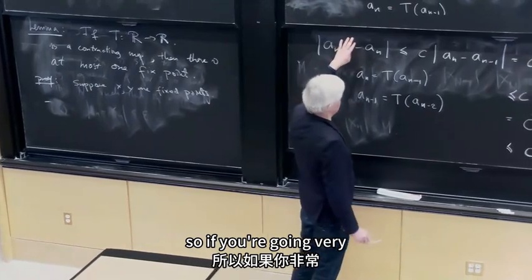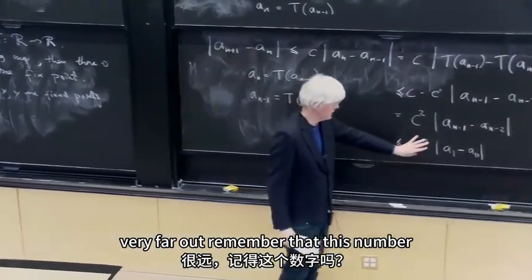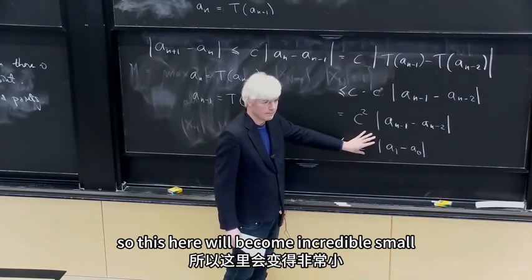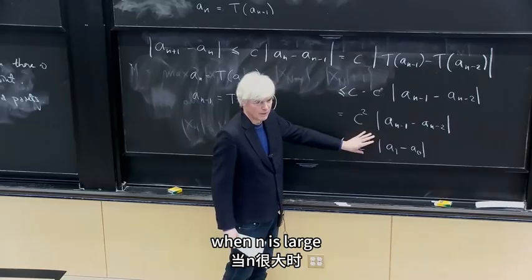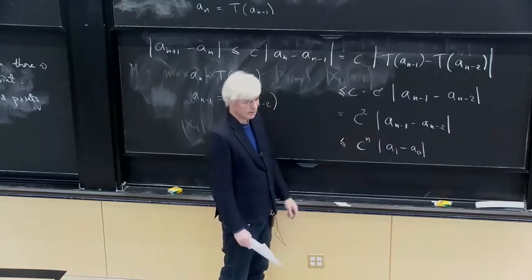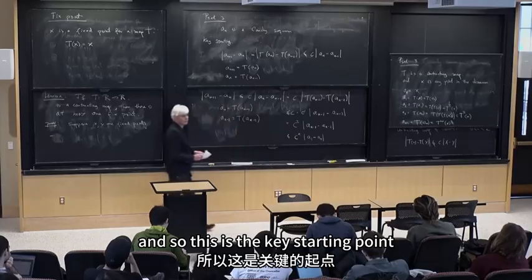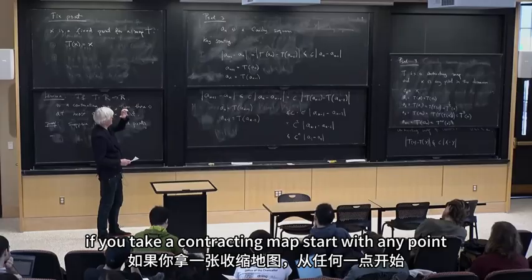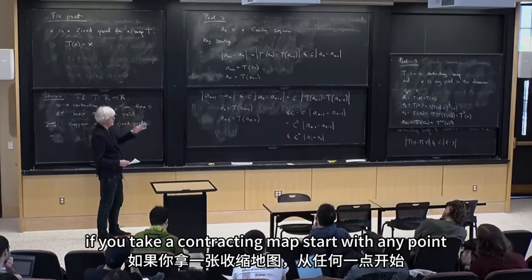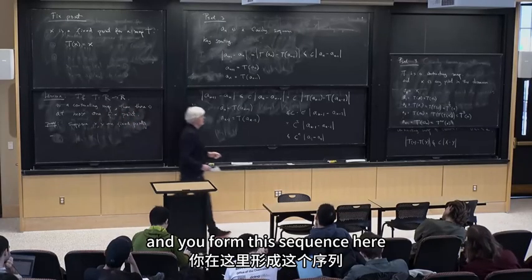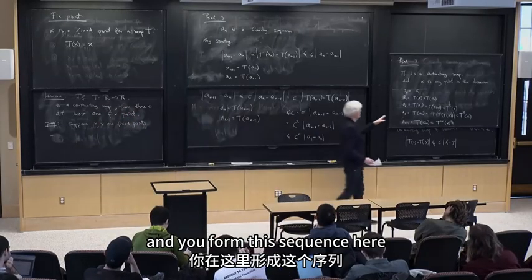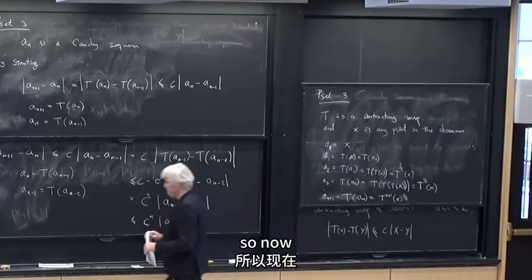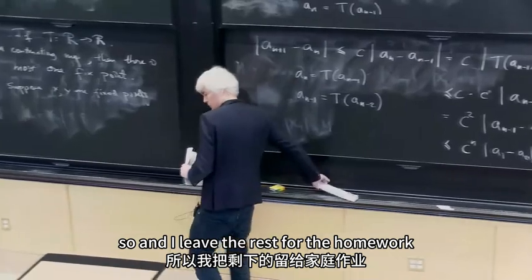So if you're going very, very far out, remember that this number is smaller than 1. So this here will become incredibly small when n is large, right? And so this is the key starting point to prove that if you take a contracting map, you start with any point, and you form this sequence here, then it's a Cauchy sequence. So now, and I leave the rest for the homework.